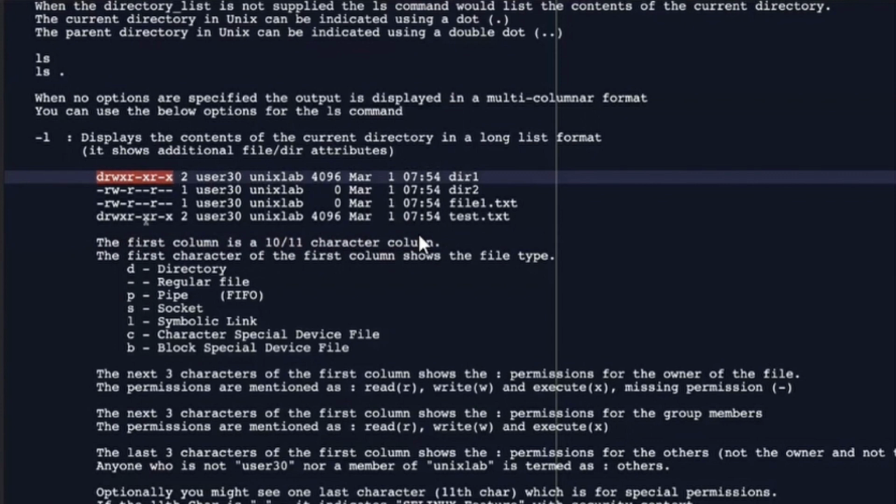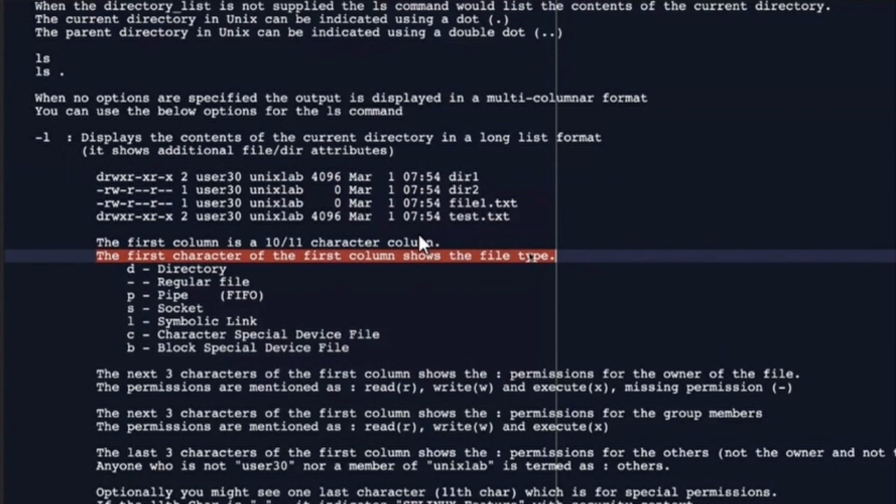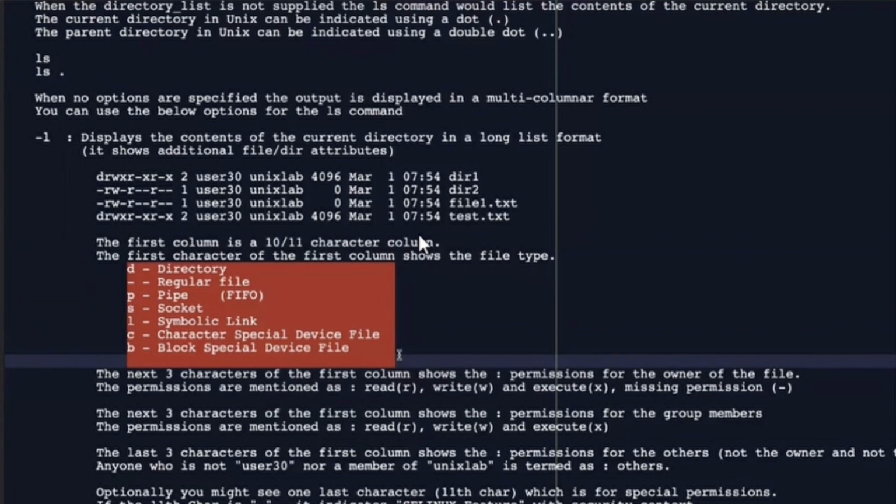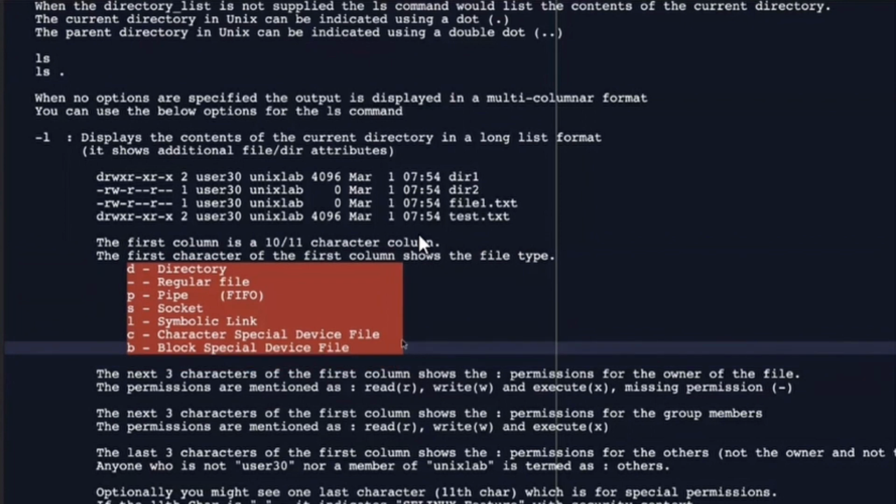Now, from this first column, the first character itself indicates the type of the file. For example, in Unix, these many different file type abbreviations are used: D for a directory, hyphen for a regular file, P for a pipe, S for a socket, L for a symbolic link, C for a character special device file, and B for a block special device file, out of which two of them are fairly common: D for directory and hyphen for a regular file.